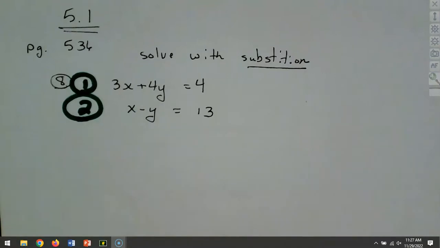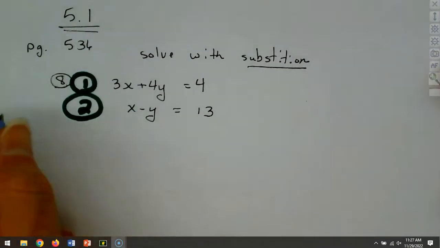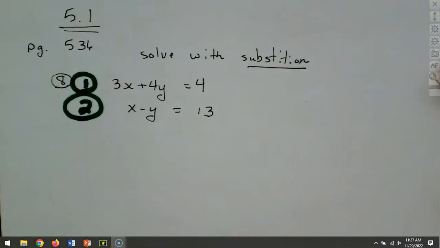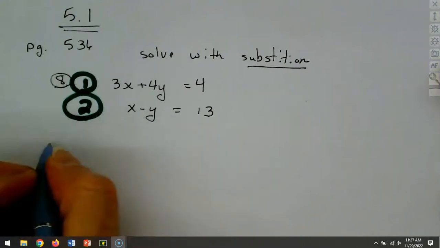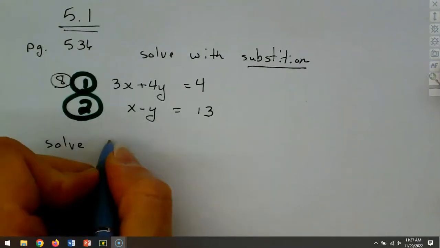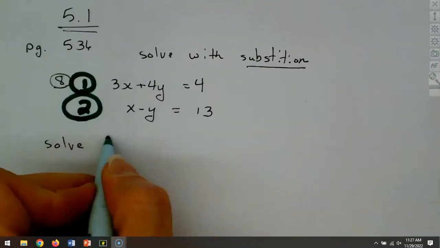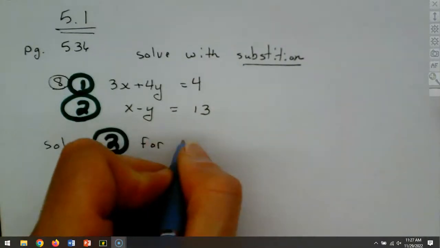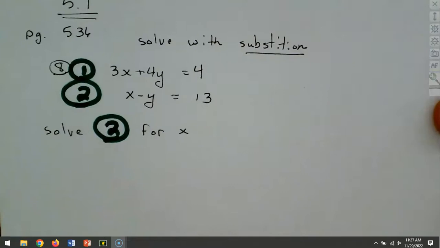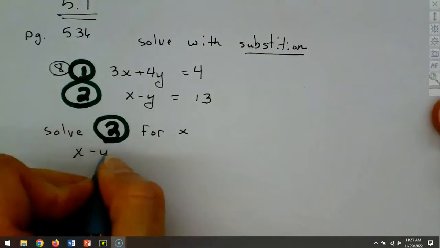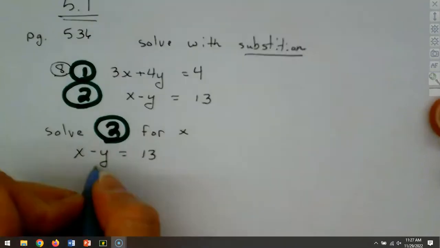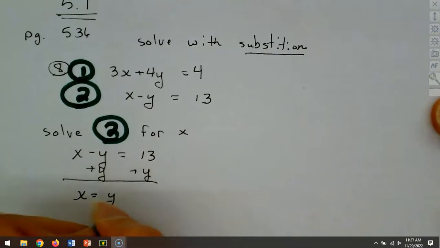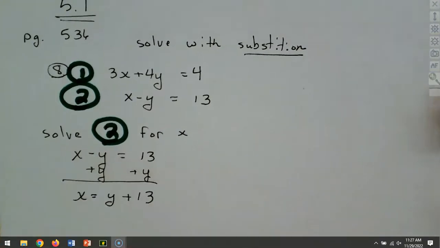So what I'm going to do is take the second equation, and I'm going to solve it for x. That's going to be our easiest way to work it through, and then I'm going to plug it in the first equation. So take that second equation and solve it for x. So we've got x minus y equals 13. So we're going to add our y. And now we've got x equaling y plus 13.